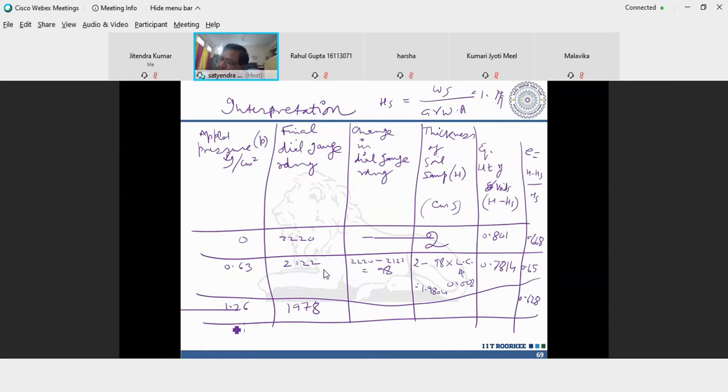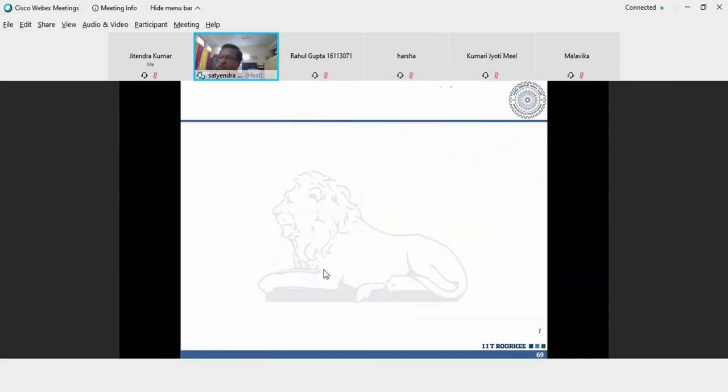So finally, up to the maximum loading of 20.16, you will plug in all these values and say the last value of void ratio comes out as 0.432.